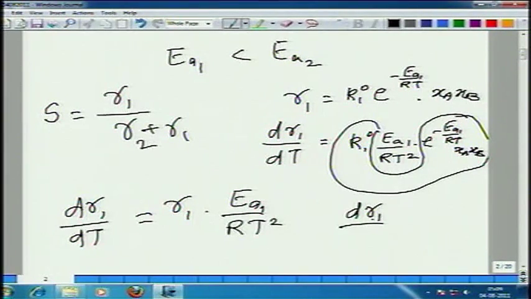dR1 by R1, this is the percentage change in reaction rate, is equal to EA1 by RT square times dT. What is this expression saying?